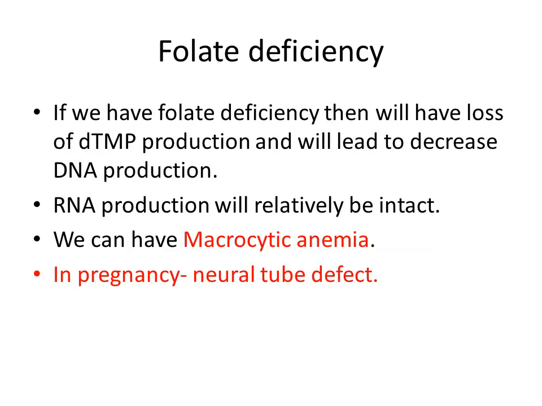So the last thing we are going to see is folate deficiency. If we have folate deficiency, then we will have loss of dTMP production, which will lead to decreased DNA production, and RNA production will relatively be intact because folate contributes itself in making of thymidine, and thymidine is only used in DNA. We can have macrocytic anemia too if we have folate deficiency. Women who are pregnant and have folate deficiency, their children would most probably have a high risk for neural tube defects.